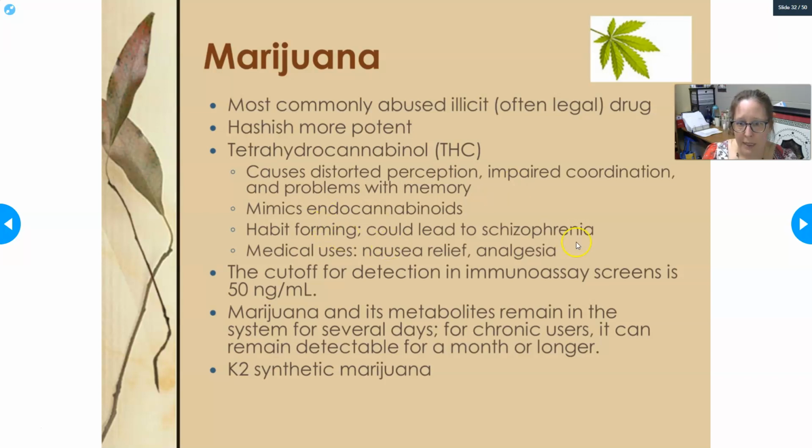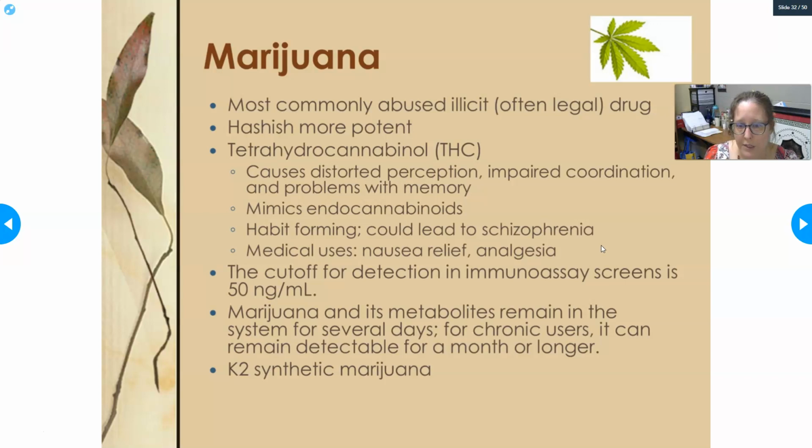Marijuana is habit forming. It can lead to schizophrenia, especially in young men. And medical marijuana is often used for nausea relief, for analgesia, so pain control, glaucoma, even PTSD and other uses. But it's worth mentioning too that CBD does not have the habit-forming effects and has a lot of the beneficial effects, and it can be sold now in the U.S., so CBD might be a better alternative than THC.